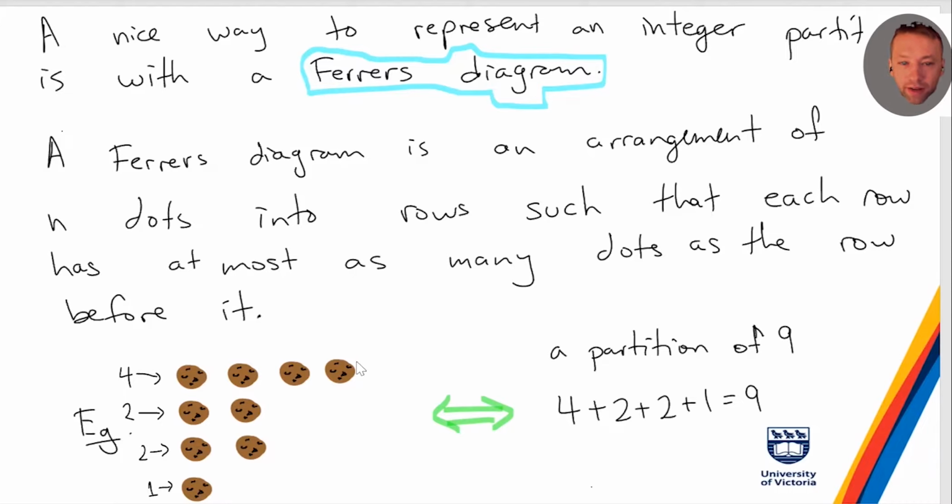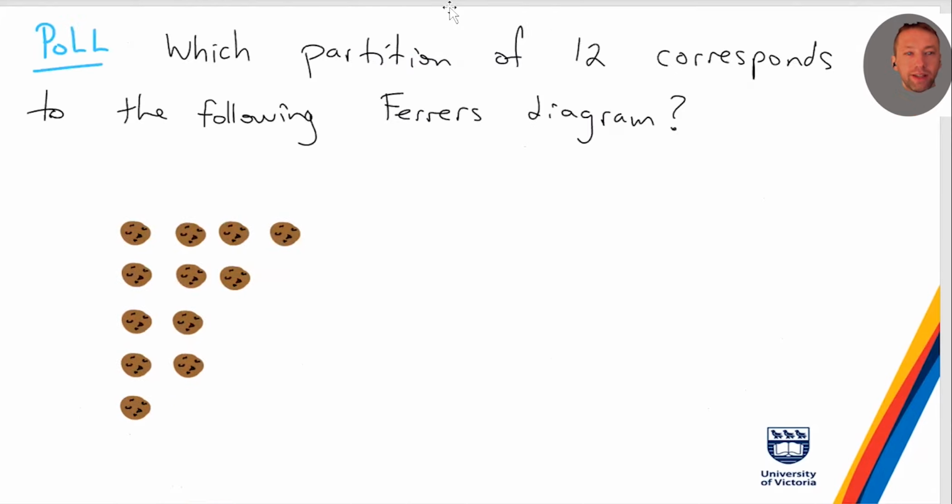Okay. But note that we do this by rows. So the first row is the first number in the partition, not the first column. Let's do a poll just briefly. Which partition corresponds to this Ferrers diagram? It's going to be a partition of 12 because in total you can see that there are 12 cookies.